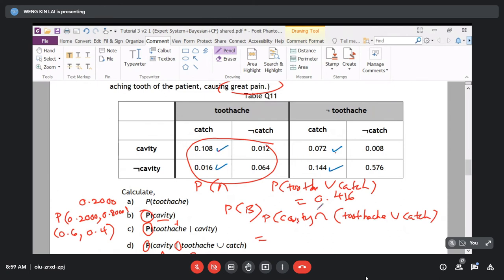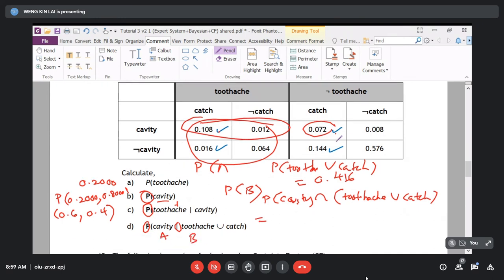Or catch, right? Just now we know that cavity intersection with toothache or catch. So toothache is these two, and catch is this one. So it's the first three columns of your first row. So what do you get? 0.108 plus 0.012 plus 0.072. Now, what's the value here? This one should give you 0.192, right? Correct. So get that.